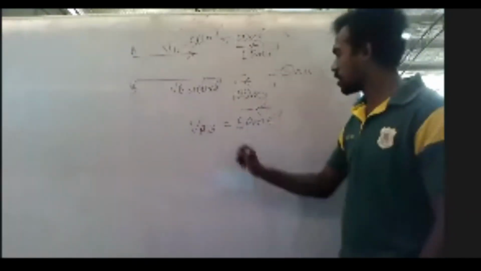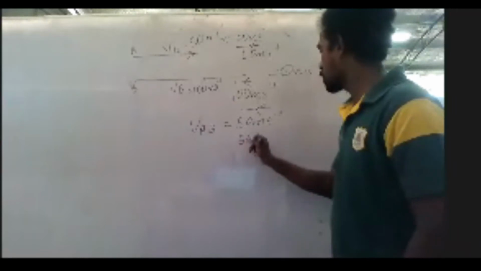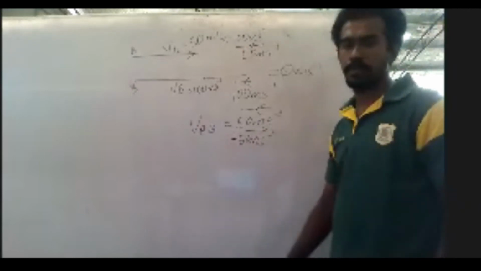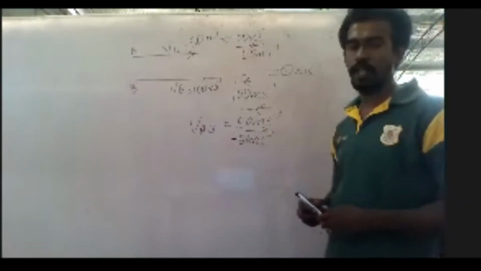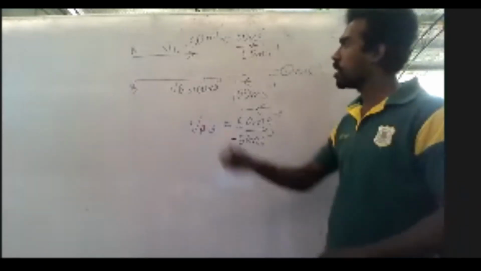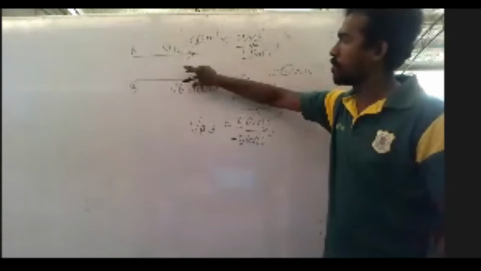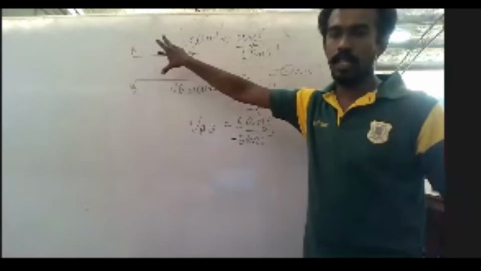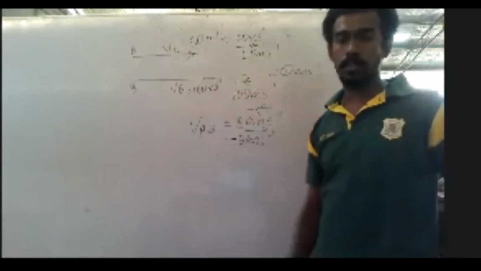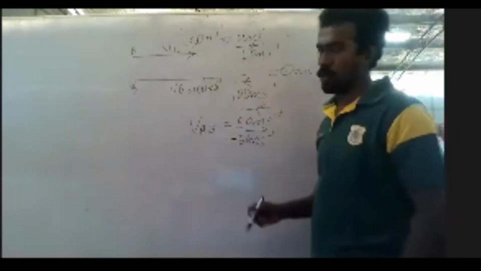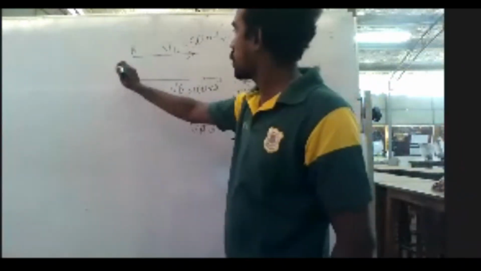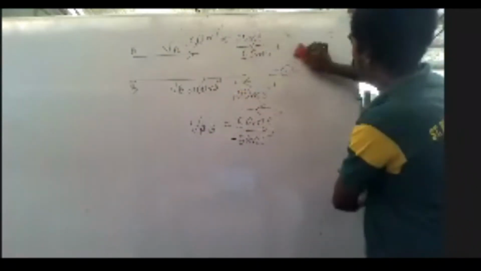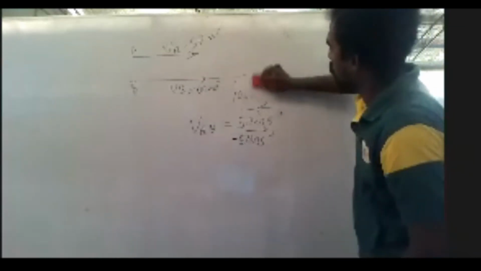Or else I can say 50 meter per second this way, but with the sign minus. This is how we find the relative velocity of two bodies moving parallelly. Parallel means these two will never meet at any point; they will go parallel to each other. So you understand this concept. Now we will put it in the equation.